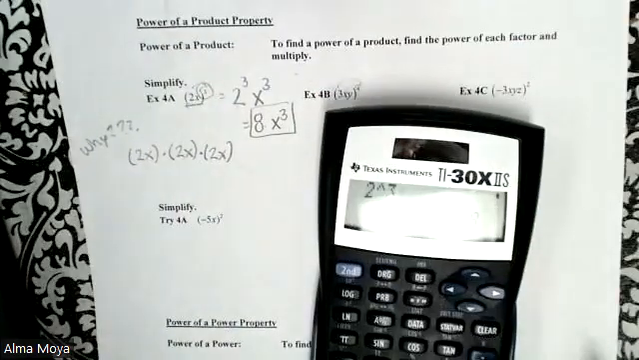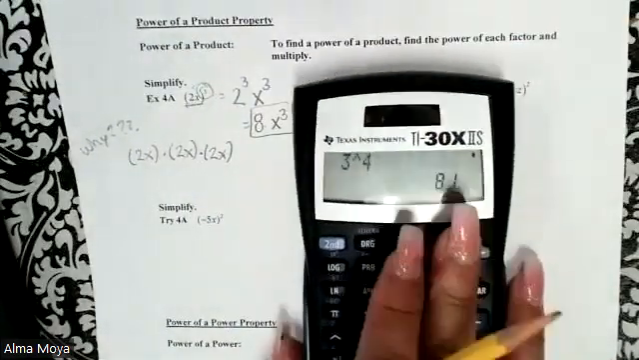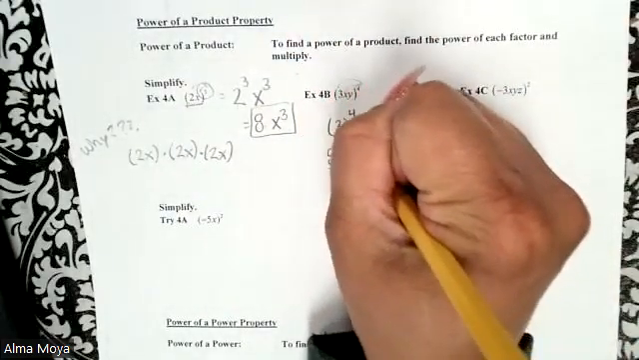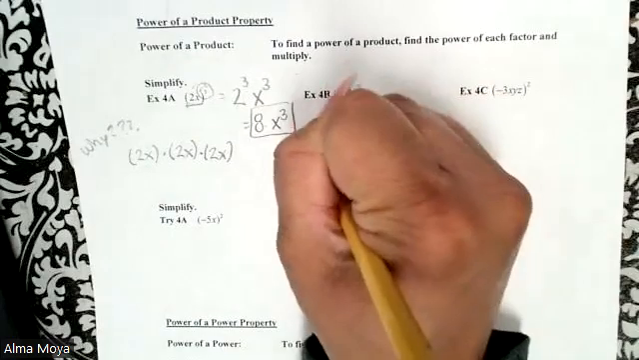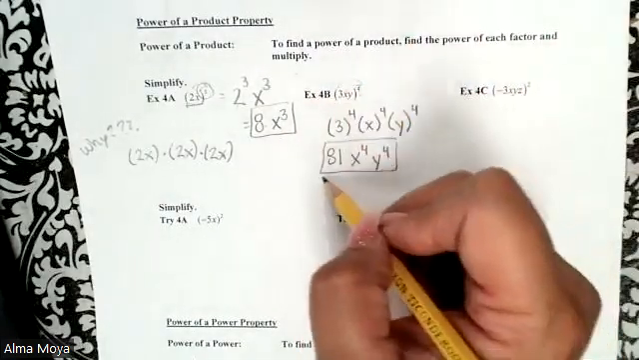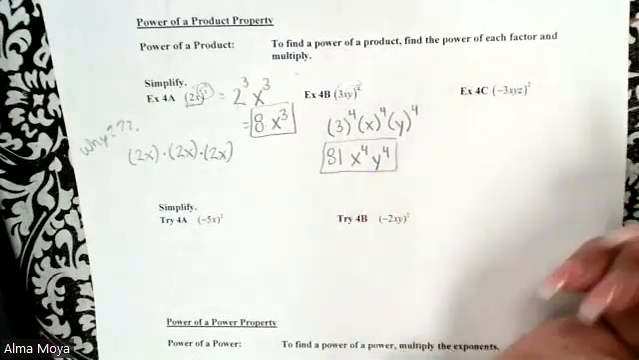So let's see here. 3 raised to the fourth, that equals 81. So that's going to be 81, and then that's x to the 4, y to the fourth. And if you want, you could write 3xy to the fourth 4 times, and you'll still get the same answer. That's the reason behind it.